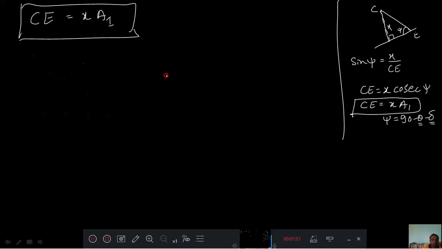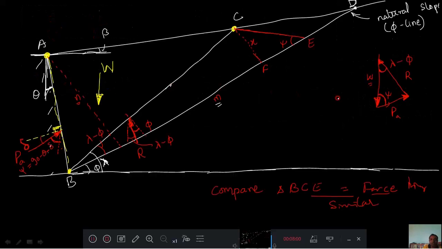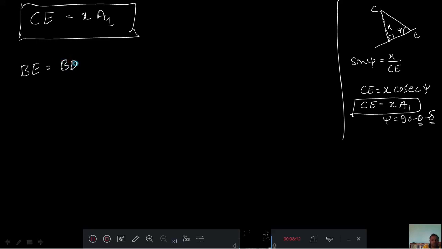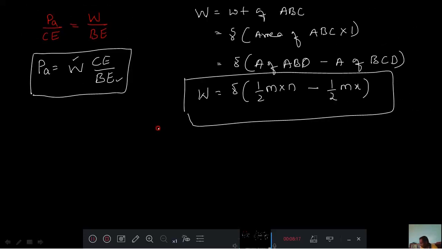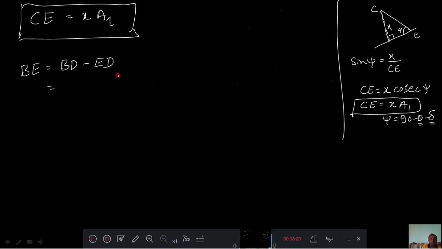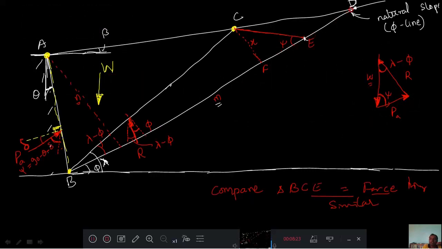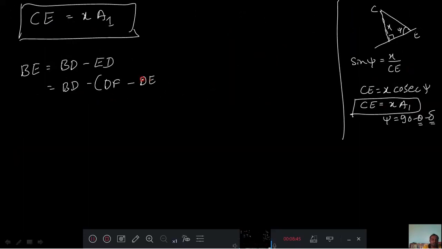Now I will come to BE. I want BE. Look here, where is BE? B and E, this is BE. BE equals BD minus ED. Then ED I can write as DF minus EF. So BE equals BD minus DF plus EF.